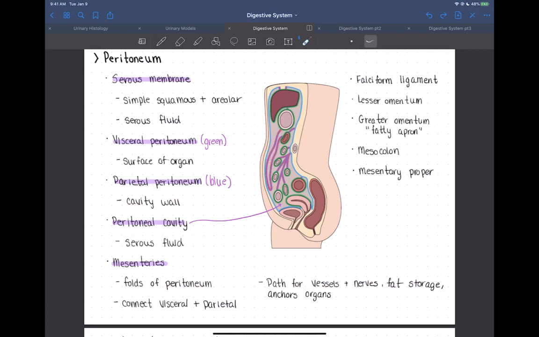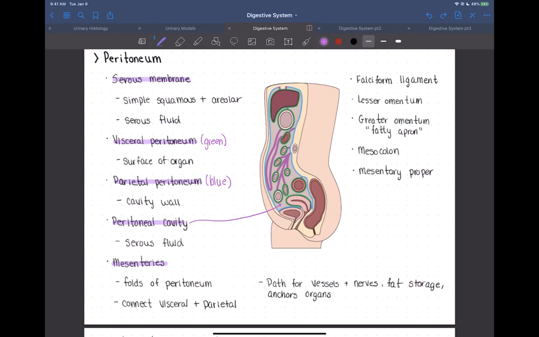And so it functions to provide a pathway for these things, and the fat provides some padding and cushioning for the organ. You can see it also helps to anchor the organs in place. You don't have the liver just floating down and around wherever it wants to go. It's anchored to the top of the abdominal cavity by this piece of mesentery. So very, very important are these mesenteries. Let's talk about each one because they have names that you should know.